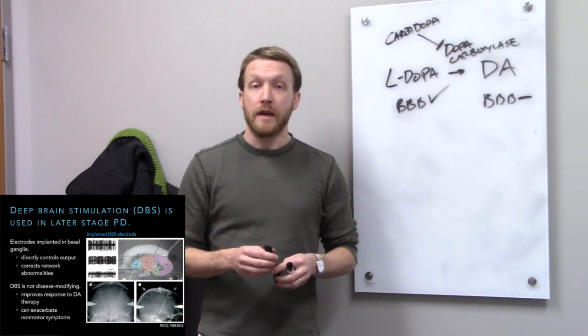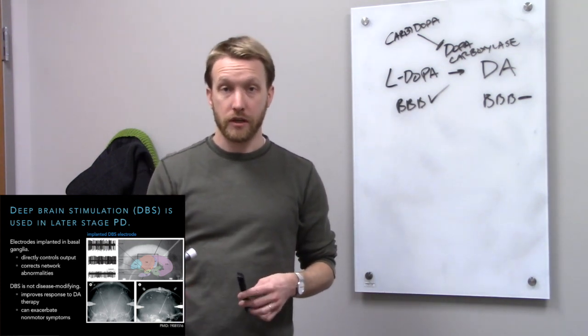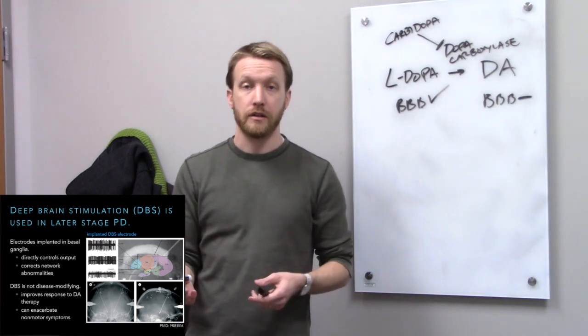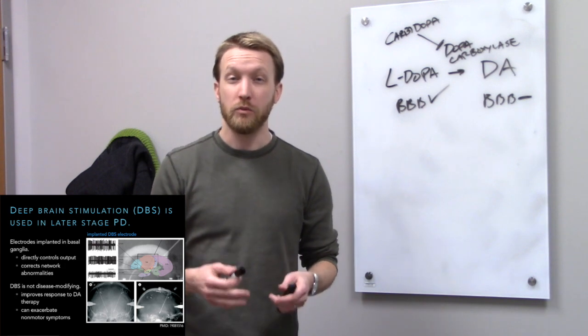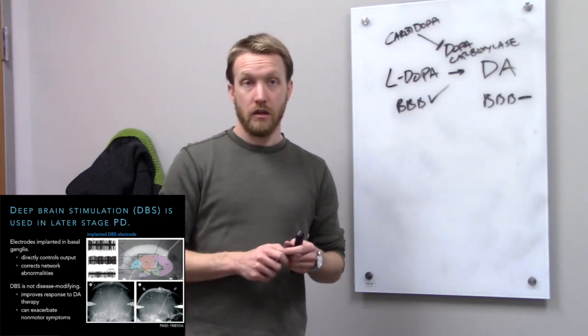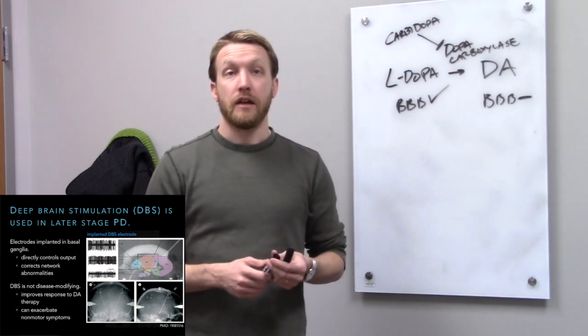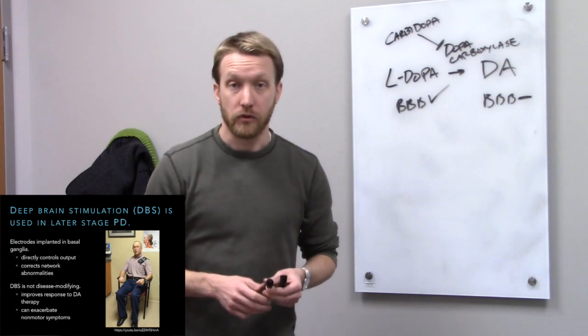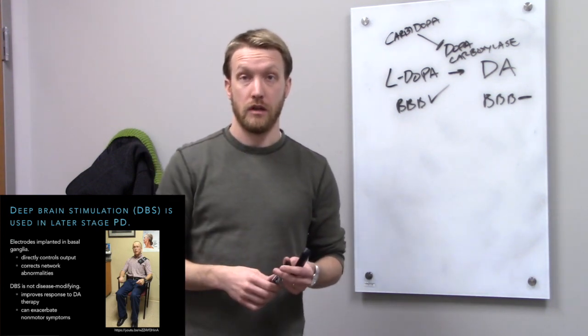So while the patient's awake, electrodes are going to be implanted into their basal ganglia. And the goal here is to electrically correct the abnormalities that have occurred because of the loss of dopamine neurons. What we want to do is allow that direct pathway to do its job again. Now, deep brain stimulation is not disease modifying either, but it is very helpful in later stages of the disease, at least in terms of controlling motor abnormalities.